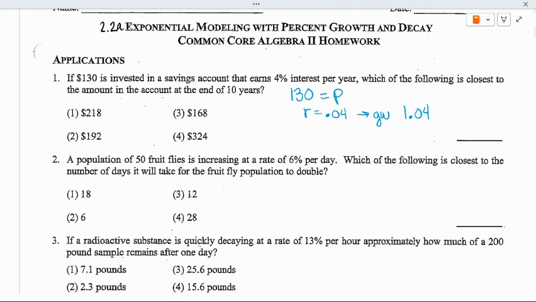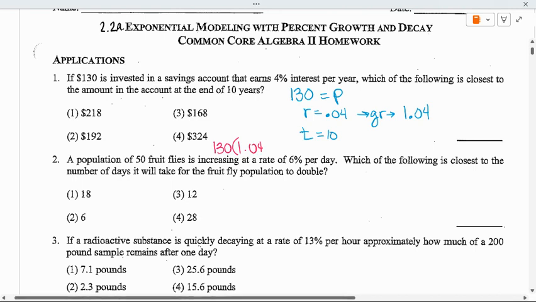That was supposed to look like GR for growth rate. That didn't turn out very well. GR for my growth rate. Okay. What's my time? How long are we doing this? 10 years. So who feels like they can spit out the equation? Michael. I don't want the answer yet. Tell me the equation. 130 times 1.04. Perfect. And what'd you get? I got 192. Which is close to what answer? Number 2. Exactly. How do we feel about that? Good?